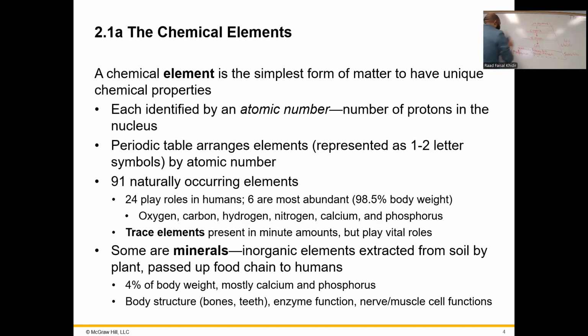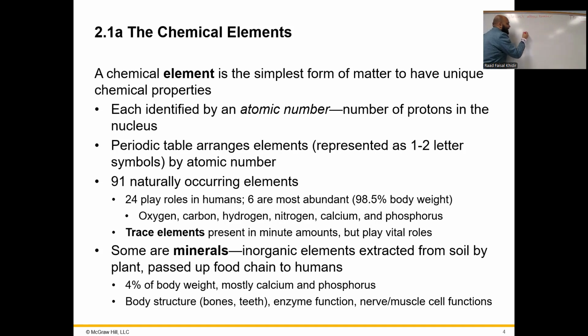Why do they call it the atomic number? Because that is the number of the atom. Just like your ID number, no two people can have the same ID number. So same thing with the atomic number. So the element must have an atomic number. What is the atomic number?